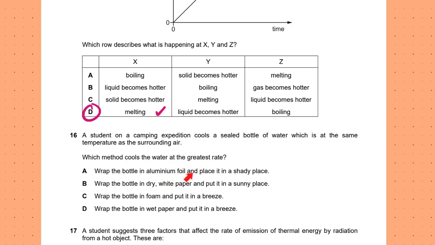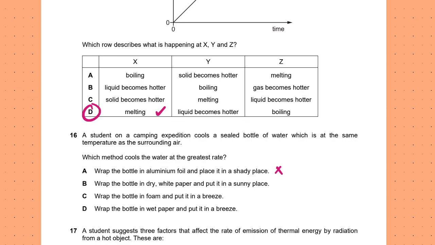Wrap the bottle in aluminum foil and place it in a shady place. So if you wrap the bottle in aluminum foil, you know aluminum is shiny, right? So what it's going to do is it would basically reflect the outgoing radiation back inwards. So it's not going to cool down, right? Because the water is at the same temperature as the air. So if you wrap it in foil, the outgoing radiation would be reflected back inwards, right? So this is not something we would really like to do.